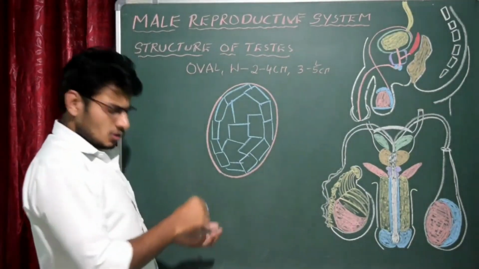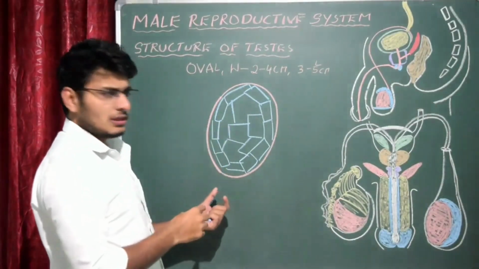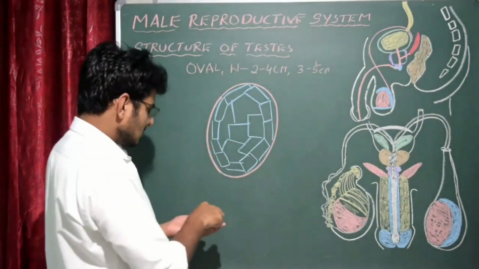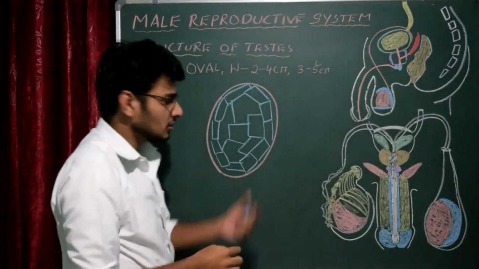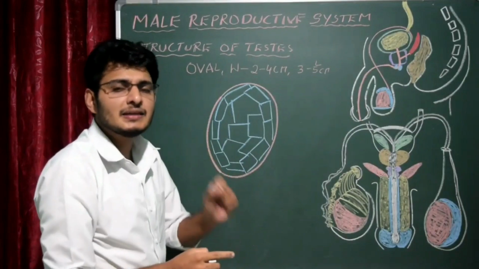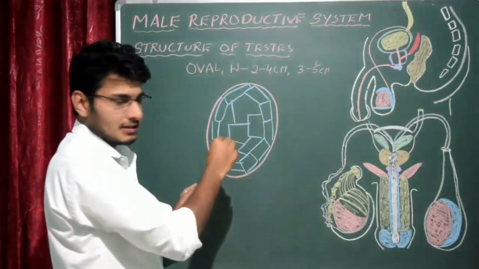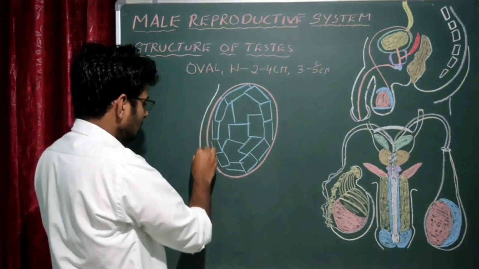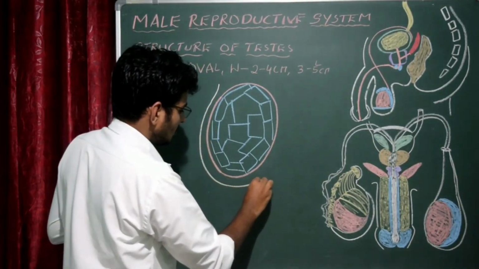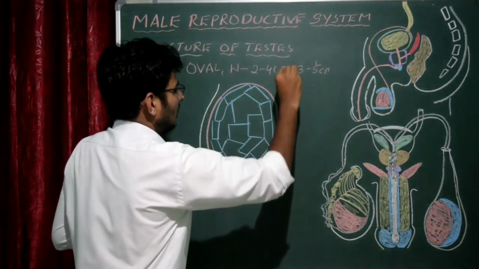That's it. Okay. So now I just want to tell you one thing: the entire testis is here. I have drawn it, I have used white color. That means the testis is covered by a thin sac, a bag made up of skin. So this is the bag which surrounds the testis.